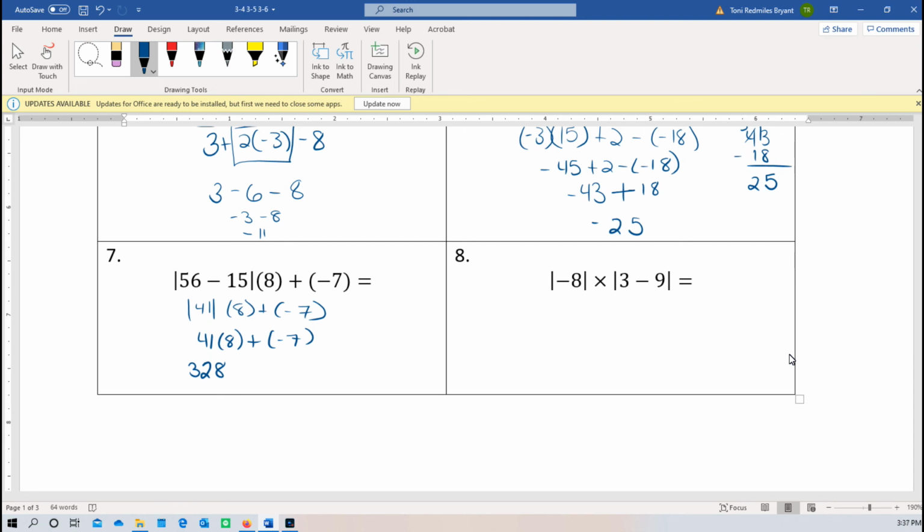Let me just double check. Yes. And I'm really just subtracting 7. So that's going to come out to 321.